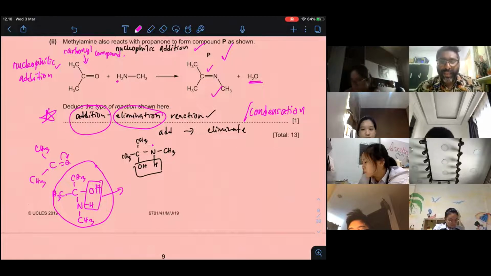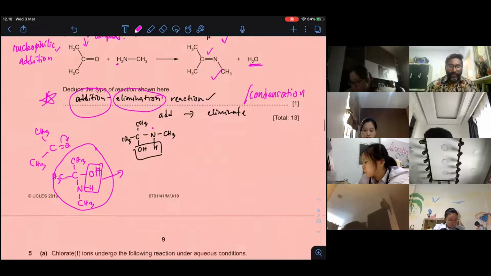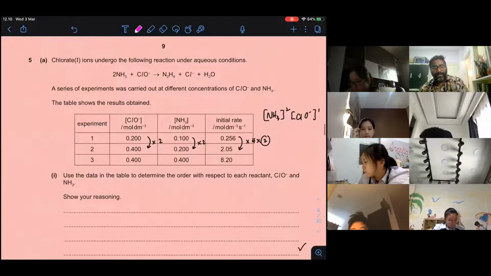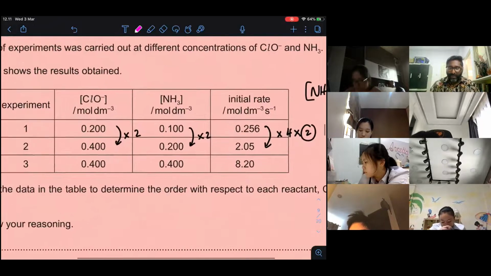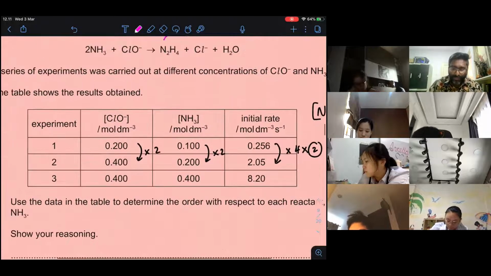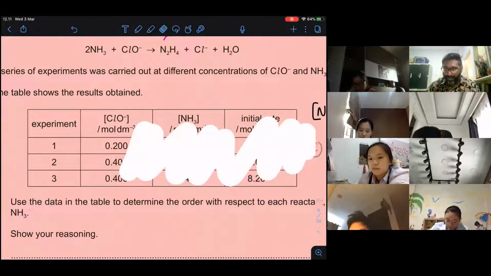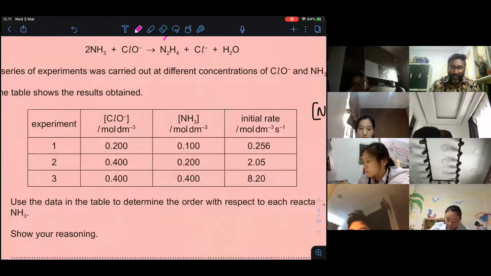No problem. So here, question number 5, you see the chlorate(I) ion undergoes the following reaction under aqueous condition. The series of experiments was carried out at different concentrations, and the table shows the results obtained. Use the data in the table to determine the order of the reaction with respect to each reactant. So this one is quite simple. Why? Because when you want to find out the rate equation, you just compare.